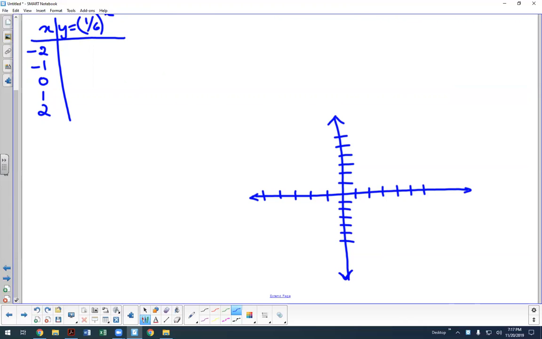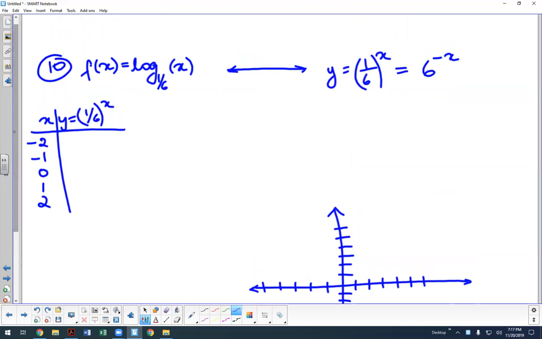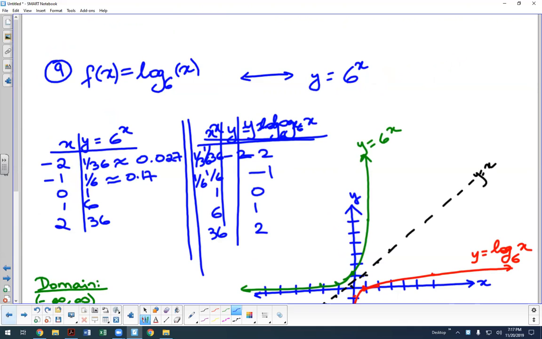Do we have our ordered pairs for 1/6^x? For -2? Yeah, so this is actually, Amy, what you were talking about before. This is where your 36 and 1/36 will change places. So now we will have 36 here for -2, 6 for -1, 1 for 0, 1/6 for 1, and 1/36, which was approximately 0.027, and 0.17.